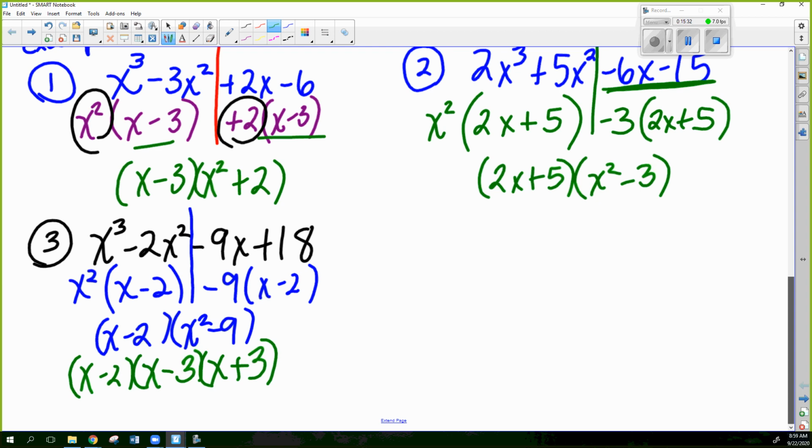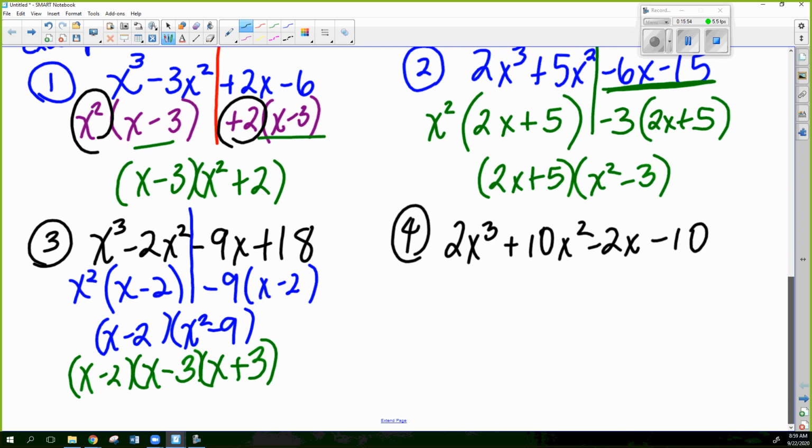All right, now I'm going to bump it up a notch. I always try to do that. All right, so right now, I didn't ask you to look for a GCF first before you split it in half. But you should always do that, because that's always the first step when factoring. So, let's see how it works if there's a GCF in the very beginning, before we split it in half. Take out that GCF.